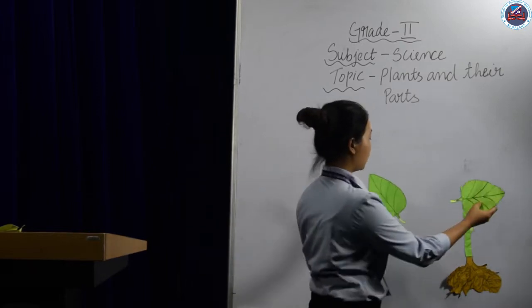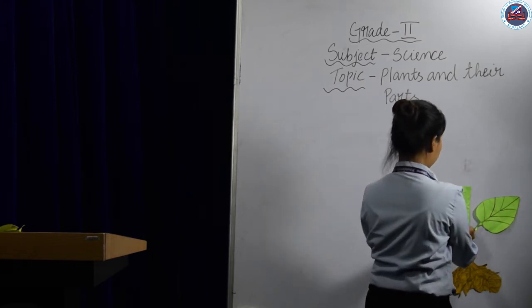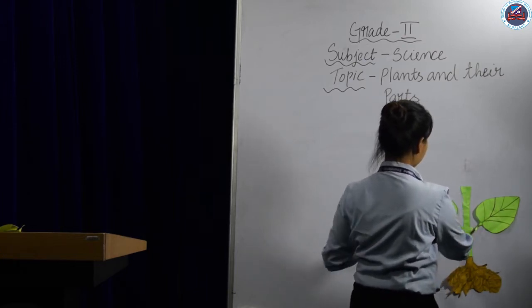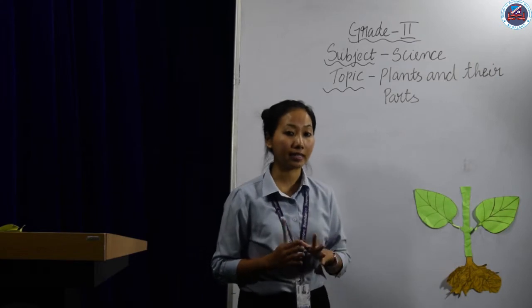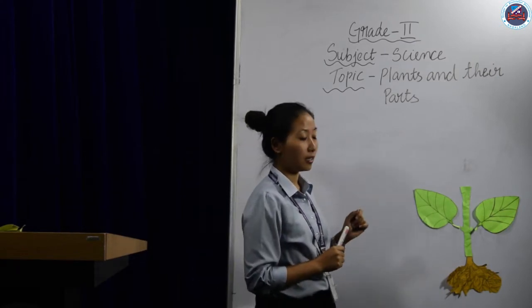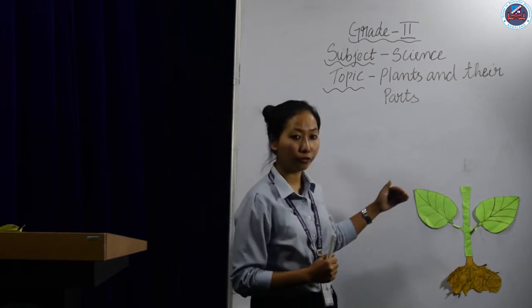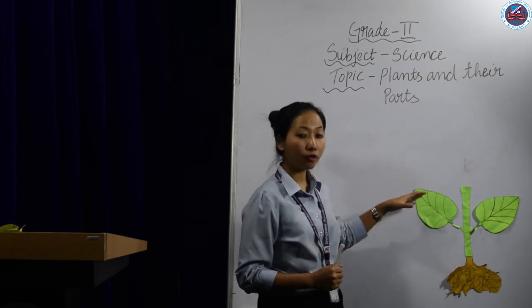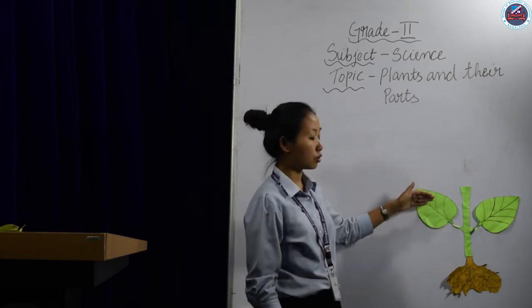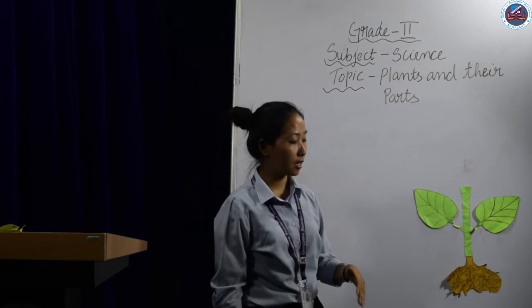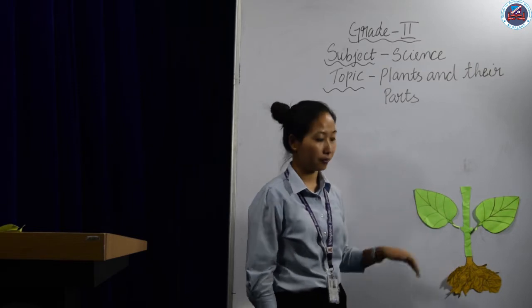Now the third one is the leaves. Leaves are usually found in different shapes, sizes, and colors, but most of the leaves are green in color. It's because of the presence of chlorophyll that helps them to prepare their own food. So the role of the leaf is that it helps to make food for the plant. The leaf also has small openings called stomata, through which they take in and give out air.